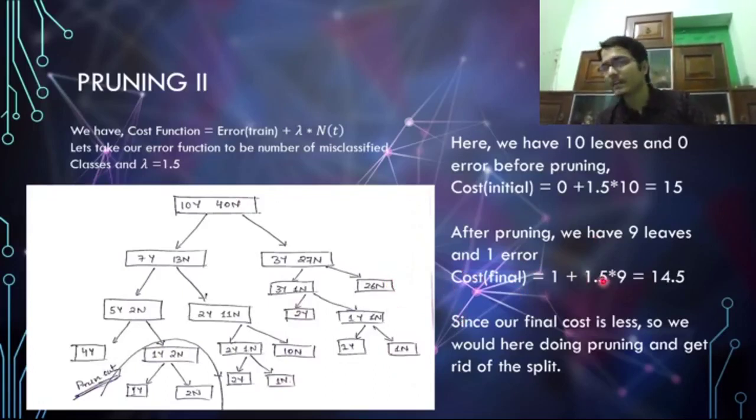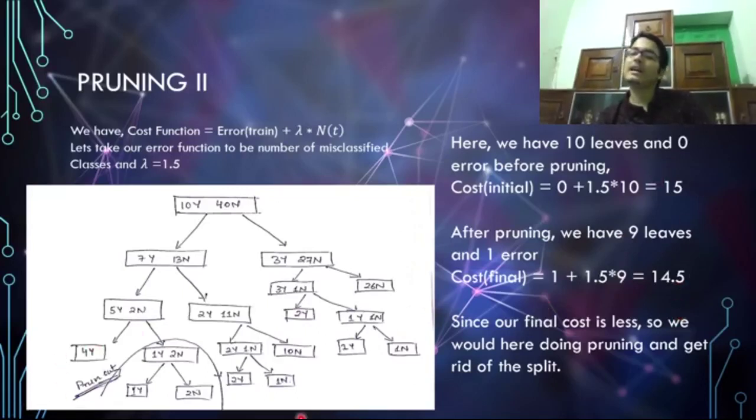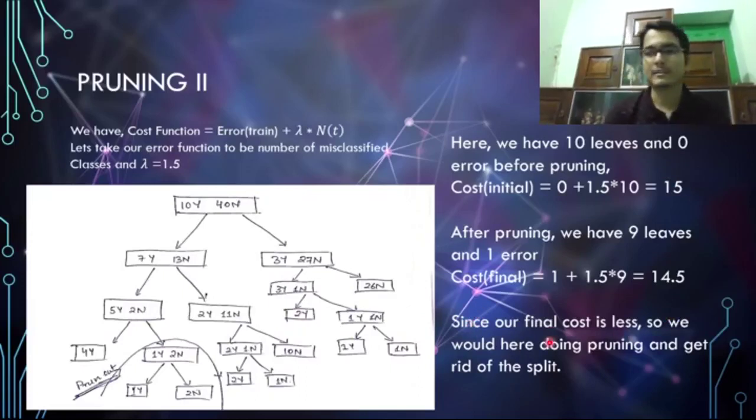You see here, after cutting out this split, even after committing an error, we end up reducing our cost function, which is favorable. Since our final cost is less, we would do pruning here and get rid of the split. This is the concept of pruning.